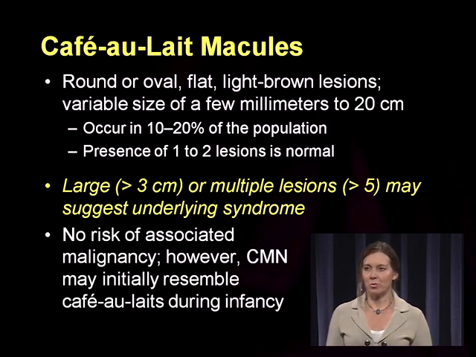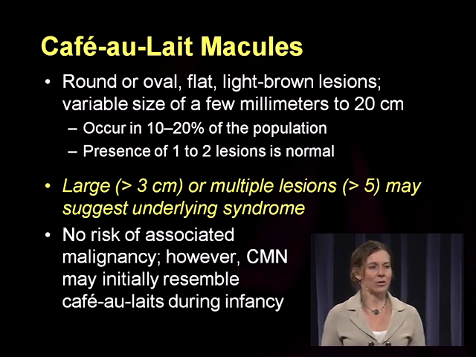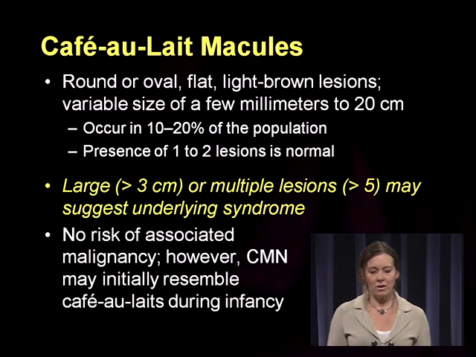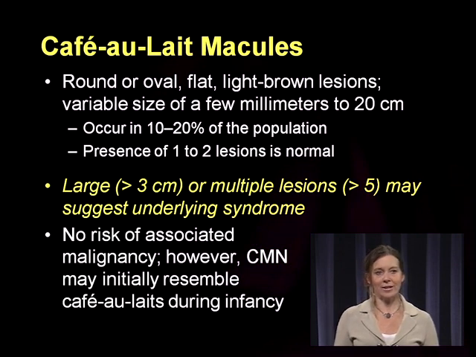We worry more when we see multiple café au lait macules, especially if there's more than five, or particularly large café au lait macules. In those situations, we want to think about, could there be an underlying syndrome? The lesions themselves are completely harmless. They're just a marker. There's no associated risk of malignancy or anything like that. However, do keep in mind that sometimes congenital melanocytic nevi can look very much like café au lait macules in the young infant.